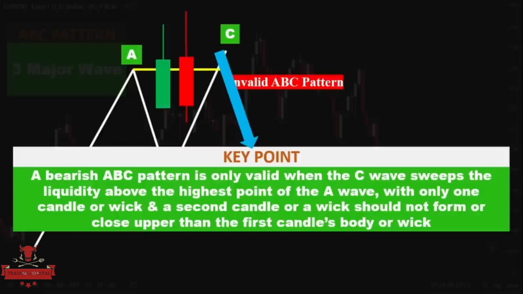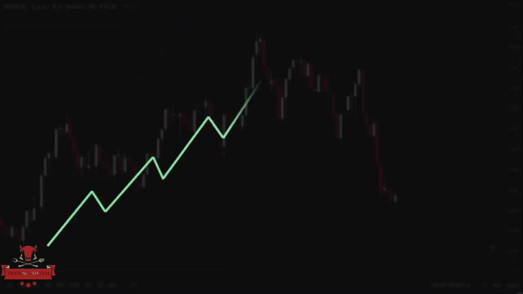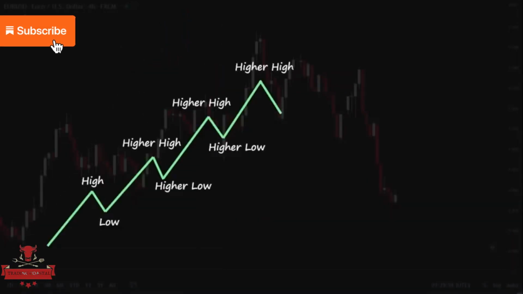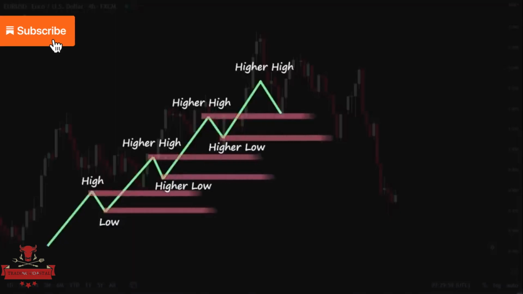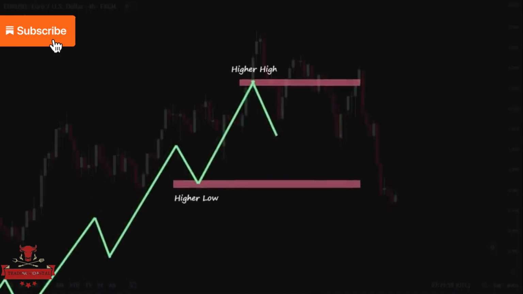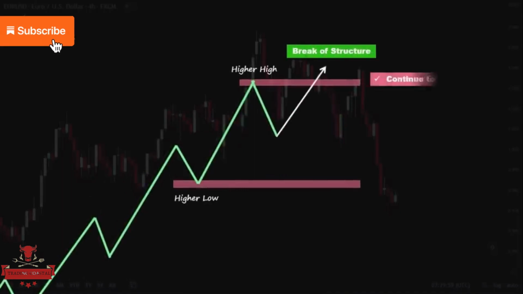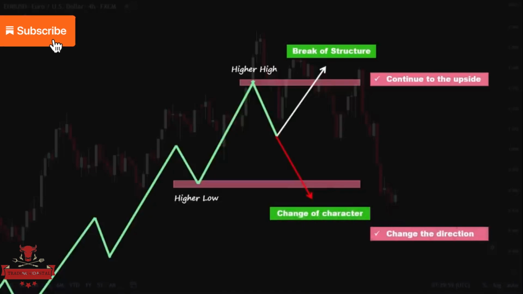So let's move on to the next topic, market structure shift. Imagine a trending market with a series of higher highs and higher lows. In this case, each of the highs and lows is a market structure level, and the most recent higher high and higher low is the one we monitor. Breaking the last higher high to the upside shows that price tends to go upward, which we consider a break of structure. In contrast, if price breaks the higher low to the downside, it shows that price wants to change its primary direction, which we consider a change of character.